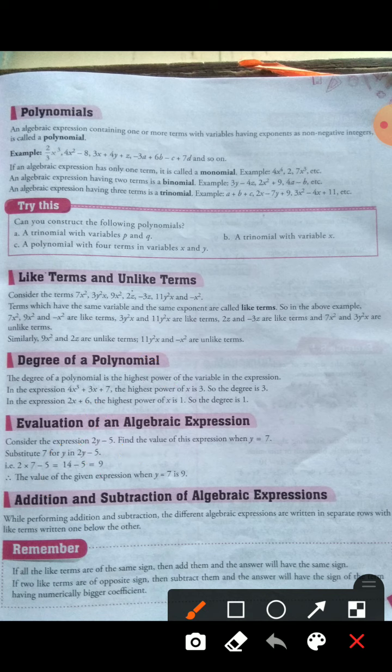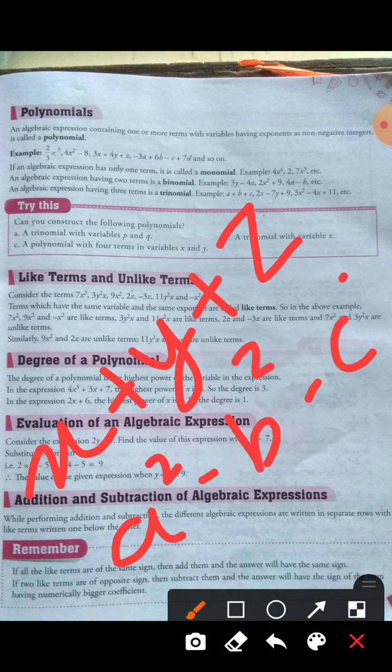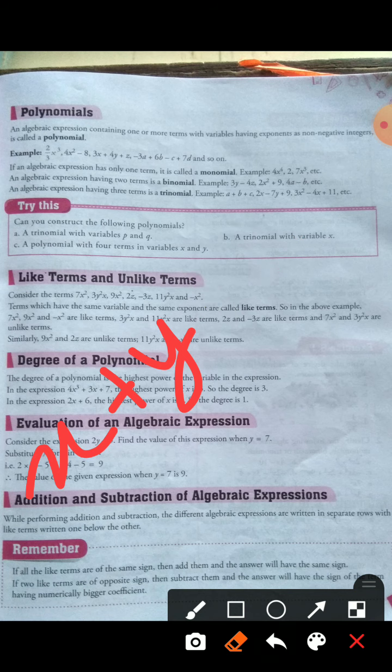The third one is our trinomial, which has three terms, right? Those three terms can be x plus y plus z, or it can be a square minus b square minus c square, right? So these are known as trinomials.